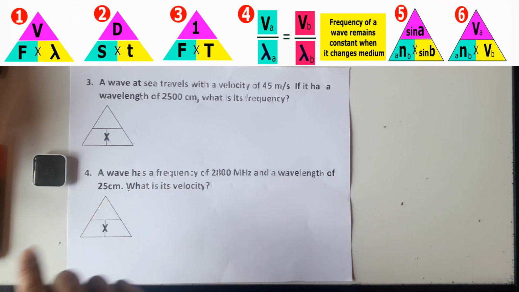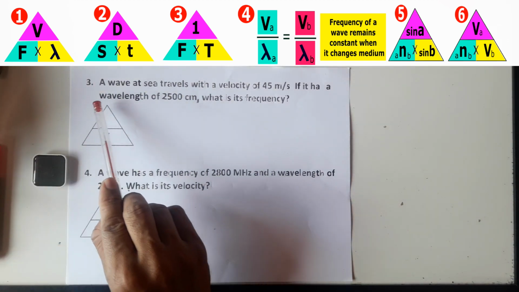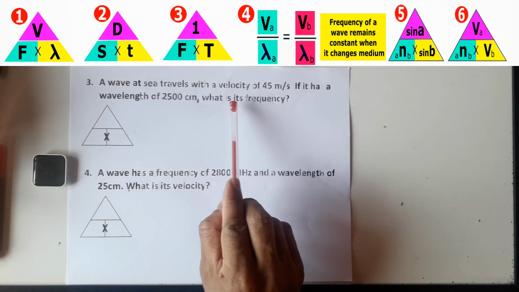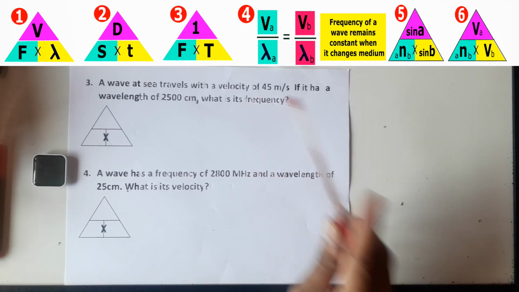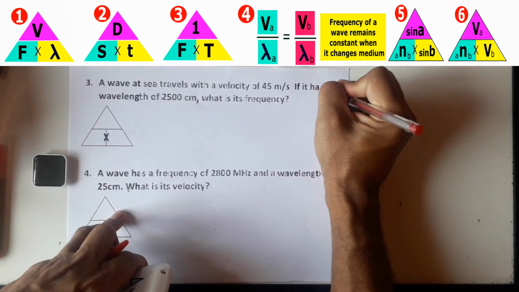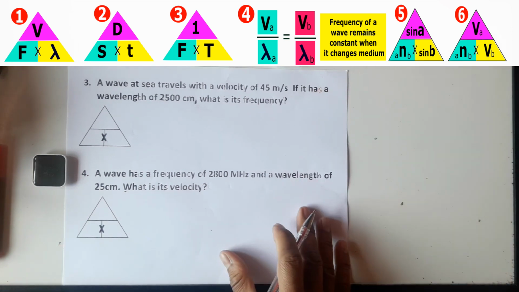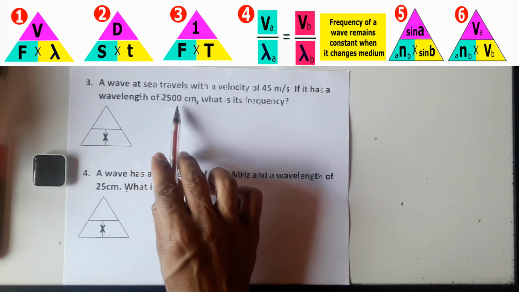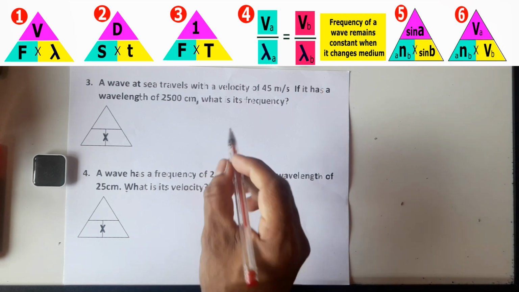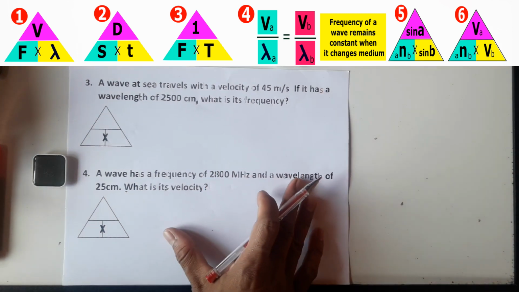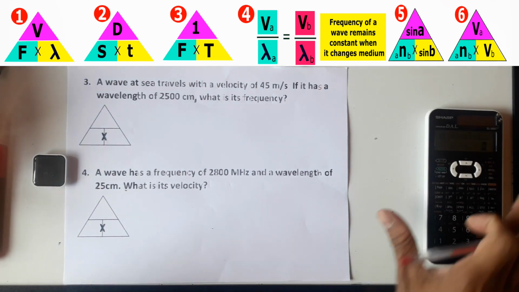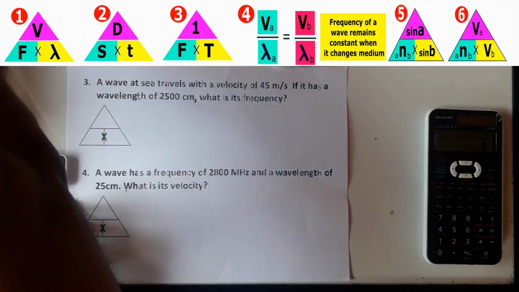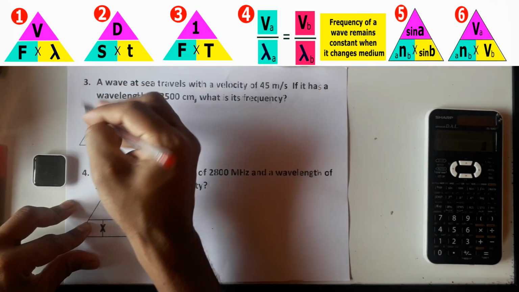All right, so here we have another question. A wave at sea travels with a velocity of 45 meters per second. If it has, sorry for this error here, a wavelength of 2,500 centimeters, they are asking what the frequency of this wave is. All right, so let's see if we can use the first formula again. Most likely it's still the first formula.